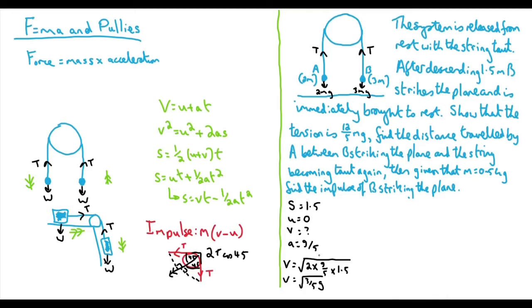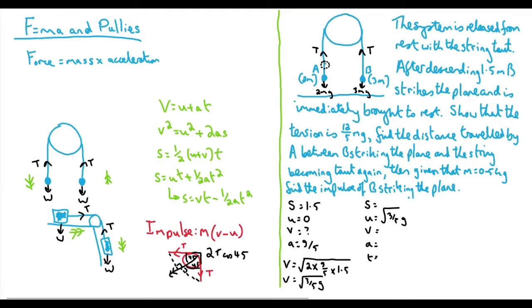But either way, now that we know how fast A was moving when B struck the ground, that is now going to be our u for the new scenario when there is no longer any tension in the string. So because the scenario has changed, we have to create a brand new suvat. We can't assume that anything is carried over other than this v becoming the u because of how we've set it up. So the u is going to be that 3/5 of g. Because we're looking for the distance travelled by A between it striking the ground and becoming taut again, what's going to happen is A has already made it to some point up here.